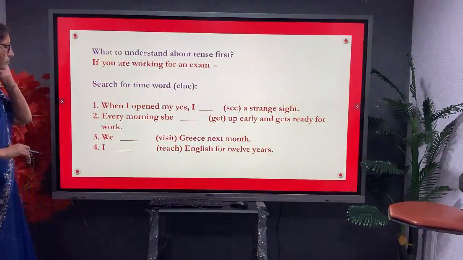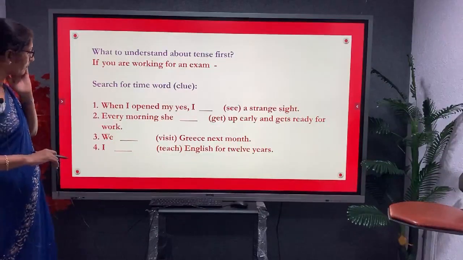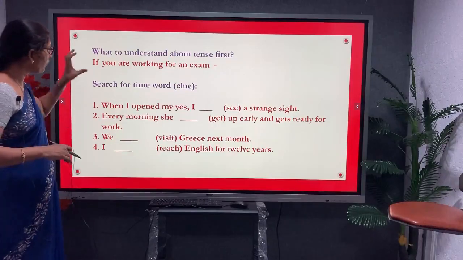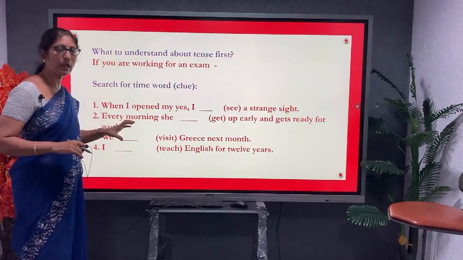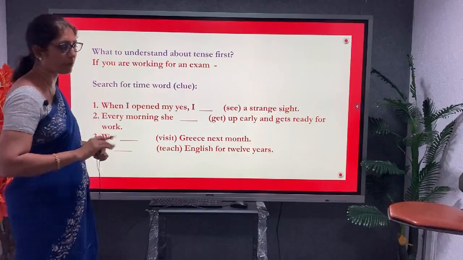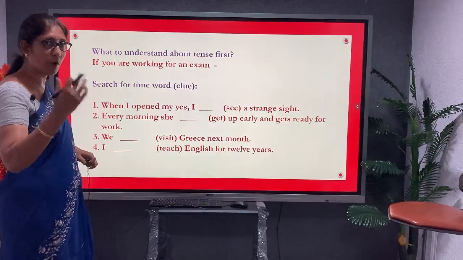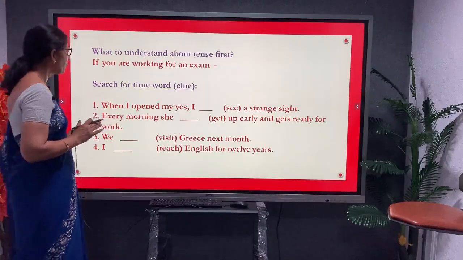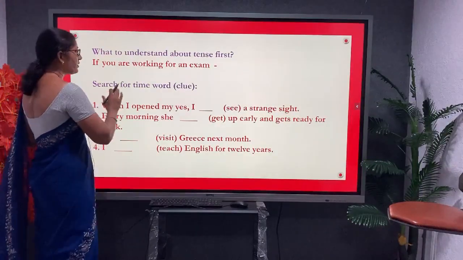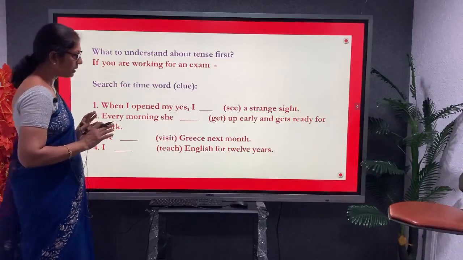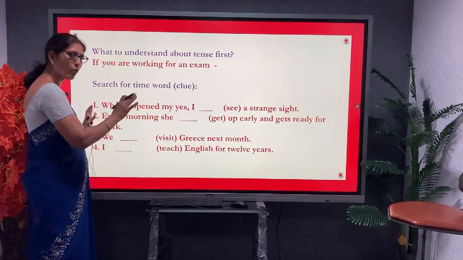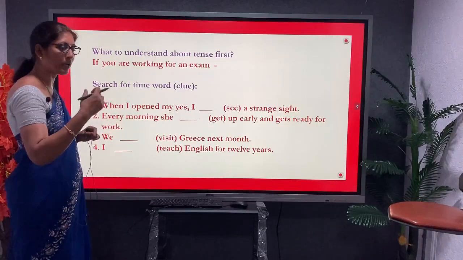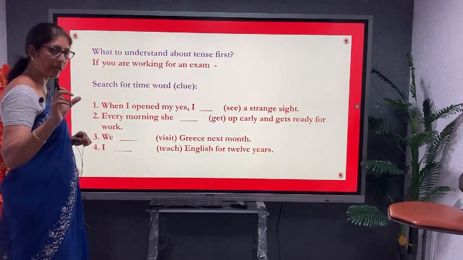So for fluency, we will work it differently. But if you are working for an exam, if you are focusing on a competitive exam, how to choose the right tense, then here we have some clues. First of all, search for the time word. That means you will find one clue in the sentence itself. If you find that clue, you can easily select the right verb form.